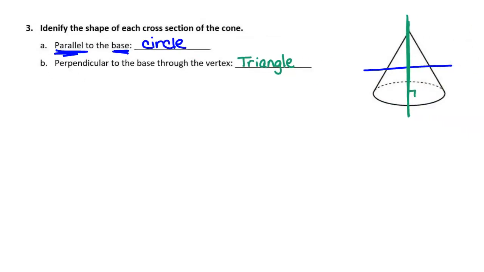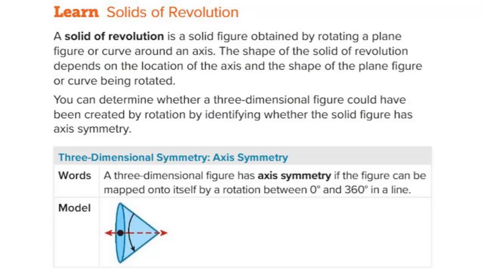All right, nice work. That's what we're doing as far as cross sections go. Planes of symmetry, and what shape do we get when we slice through it. Next piece that I want to look at, and this is the last thing that we're going to do for today, is solids of revolution.